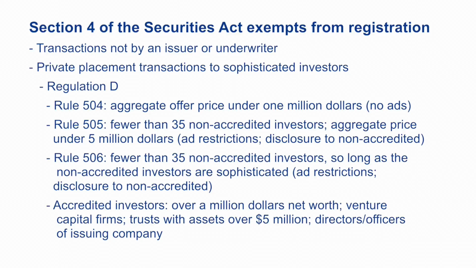Rule 505, if the aggregate price is less than $5 million and the number of purchasers is fewer than 35, not counting the accredited investors, you could have an unlimited number of accredited investors, then you're under Rule 505. If you're under Rule 506, there's no dollar limitation, but it allows only exemptions when there are less than 35 people, excluding accredited investors, and all of the people have to be sophisticated.